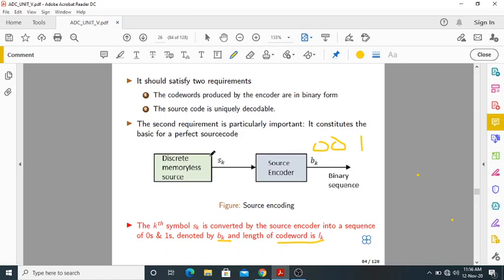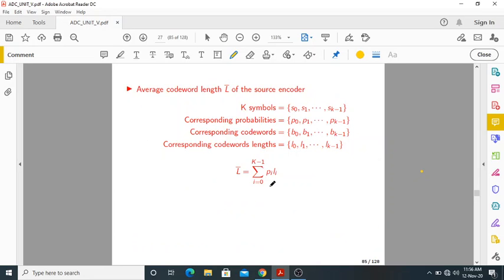Suppose the symbol is SK. So the code word BK is equal to 001. Now what is the length of this code word? 3. The length is 3 because it requires 3 bits. Okay, LK is 3. Something like that.